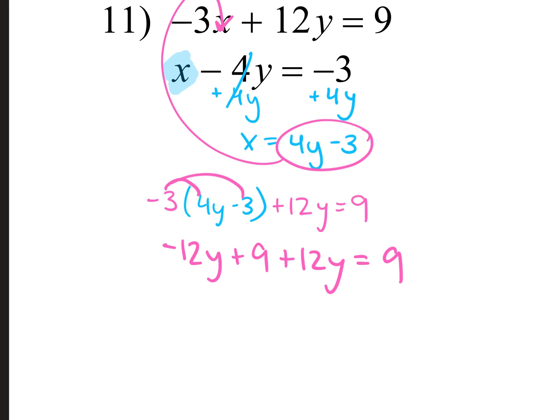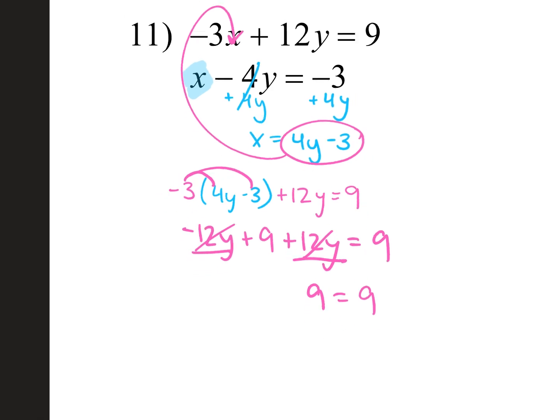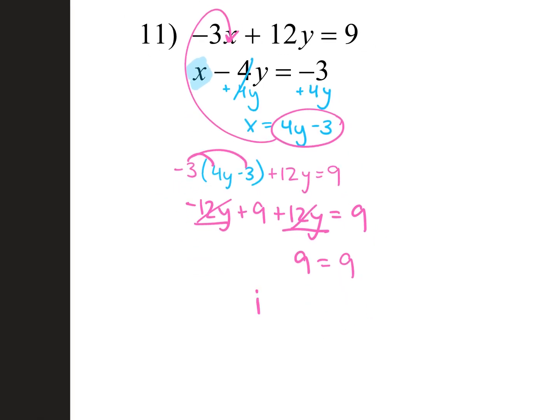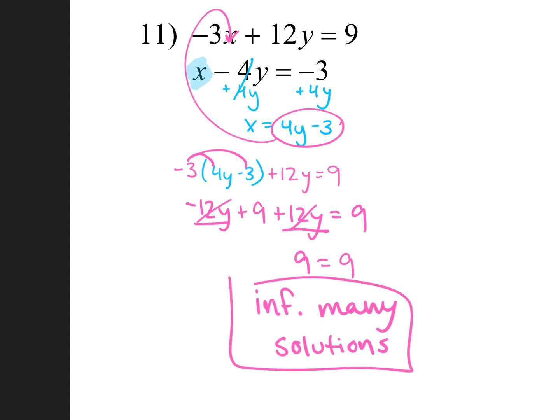What's next? Combine like terms. What's negative 12y plus 12y? 0. They cancel out. And then we can move the 9 to the other side if we want, but we end up with 9 equals 9. If you wanted to subtract it over, you'd end up with 0 equals 0. So what would our answer here be? Infinitely many solutions. Perfect. Awesome. So our variables ended up canceling out, so our answer would be infinitely many solutions. Any questions here?